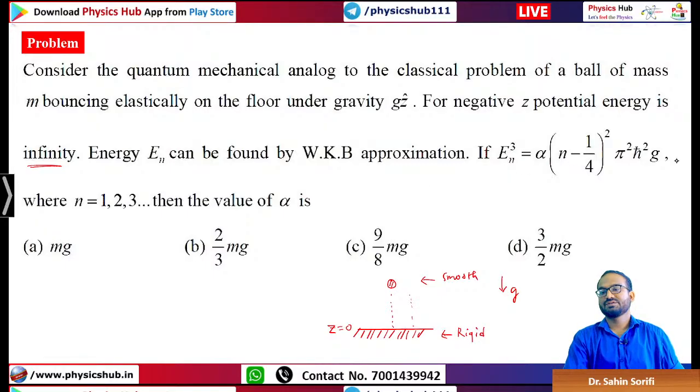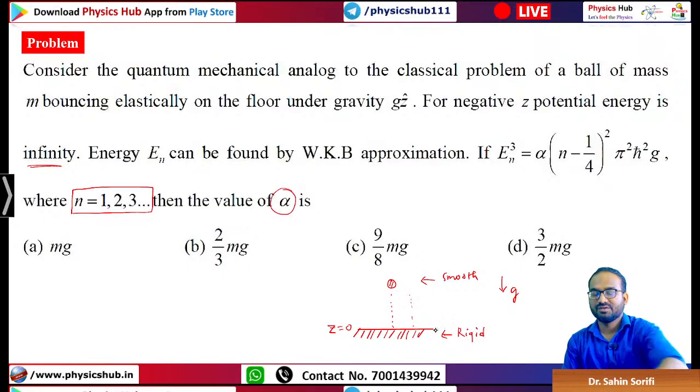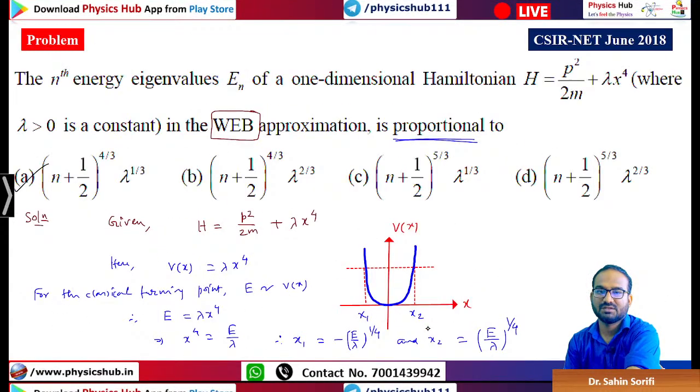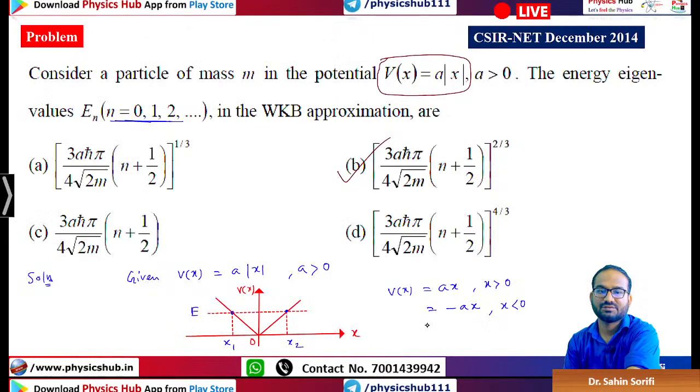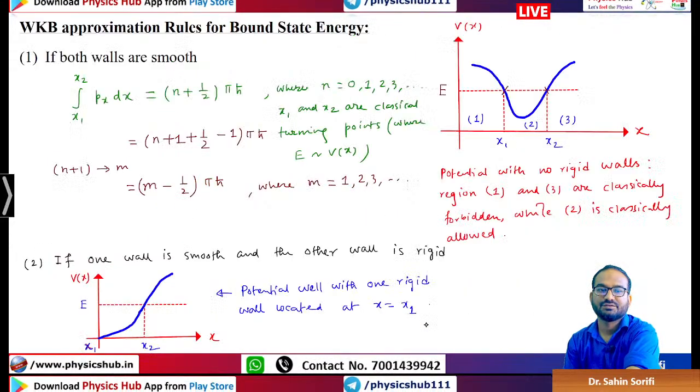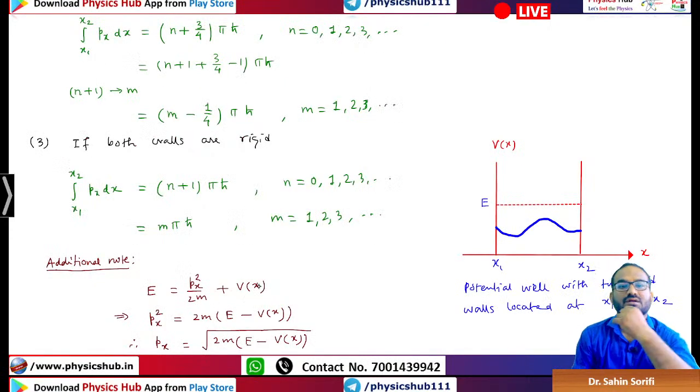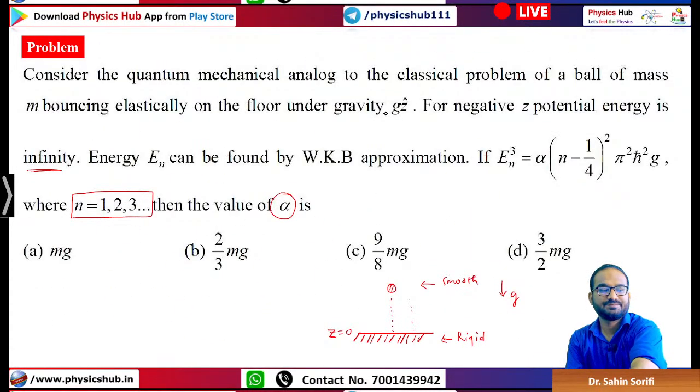If En cubed is equal to this, then you can see n is equal to 1, 2, 3. Remember this one, which formula you need to use, the value of alpha. You have to use it when one of the walls is rigid and another one is smooth, and n starts from 1, 2, 3. So the second formula we have to use. So we have to use n minus 1 by 4 pi h cut, because you can see it is starting from 1. So let's do this.